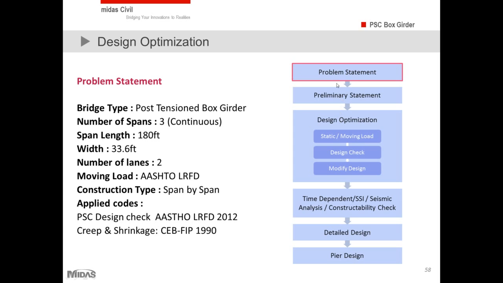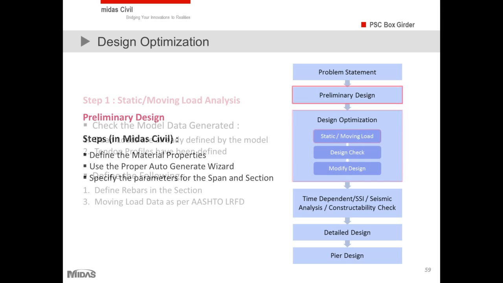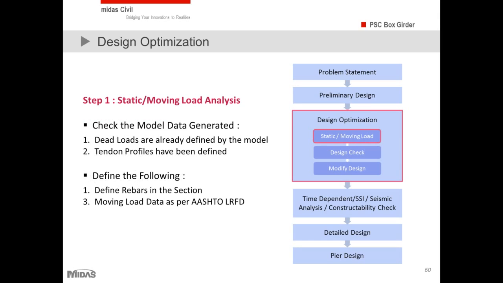And these are the steps that I'm going to follow. First, I'll do the preliminary design, then I'm going to do the design optimization. So for preliminary design in Midas Civil, we'll define the material properties, and based on our experience or the span by 20, we can choose a cross section, and we can use the wizard of Midas Civil to automatically generate the model for us. So let us generate this model in Midas Civil. So I'm going to open Midas Civil one more time here.